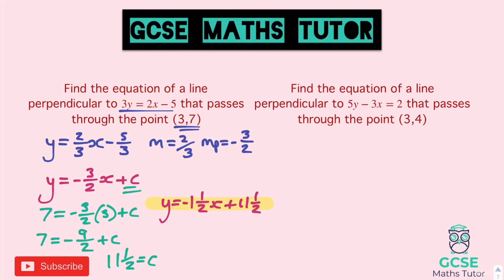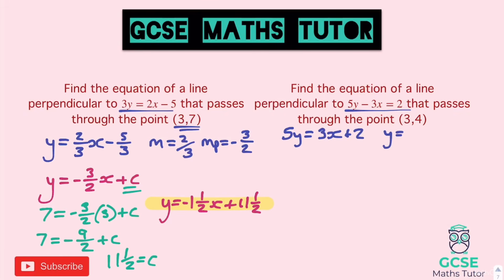On to the next one. So at the moment it's not in the format we want. We need to add the 3x over as well. So if we add that over, we get 5y equals 3x plus 2. Divide everything by 5.